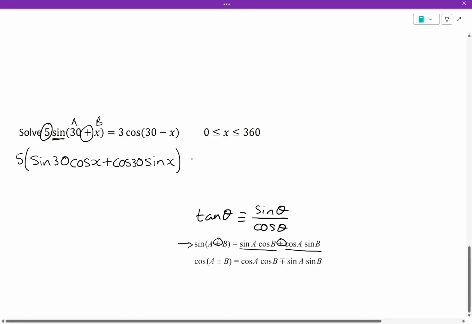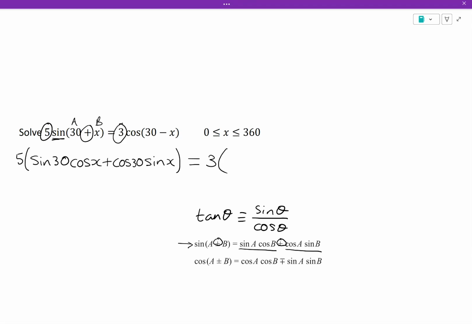Now let's move on to our right-hand side. So I'm going to write equals 2, and then we've got our 3, and then open brackets. Now if we look at our right-hand side, we're going to have to use cosine. So therefore we would be using the bottom one here, and it's subtract. So we'll be using the bottom strand, which is a subtract there, and then it's a plus there. So our A would be our 30, and then our x would be our B.